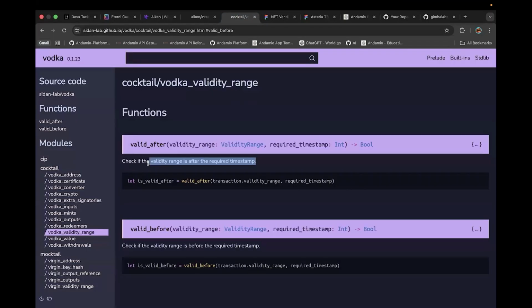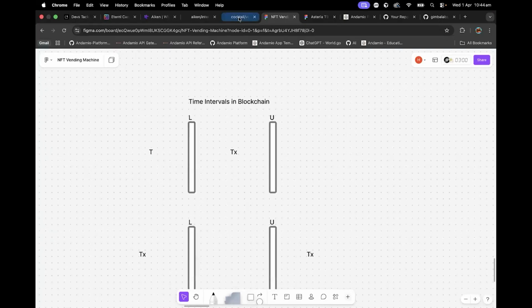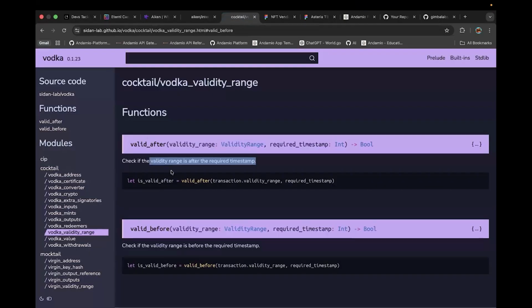So this is checking the validity range is after the required timestamp. So I would think the time is here, no? If the validity range is after the required time. I think we're talking about valid before. Oh, so this is valid after. Oh, you're right. Check validity range is before. No, so, go ahead.